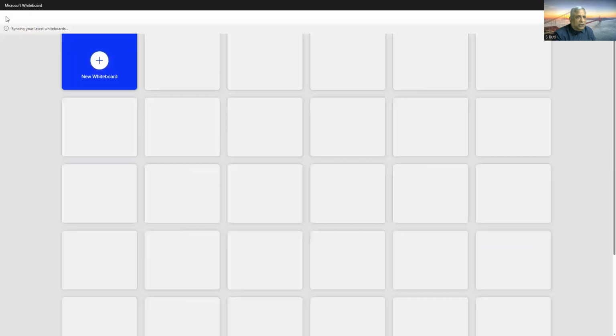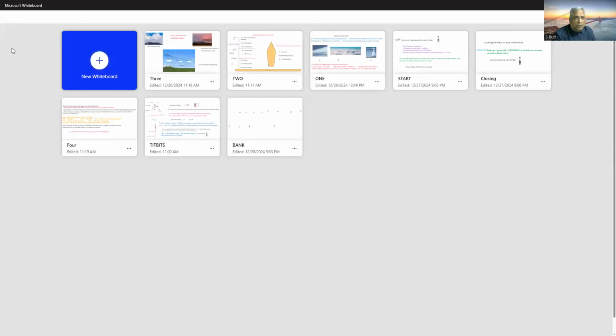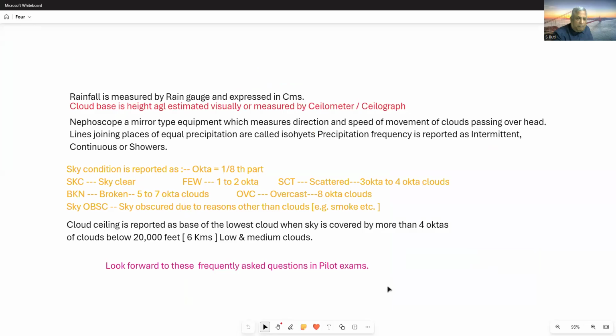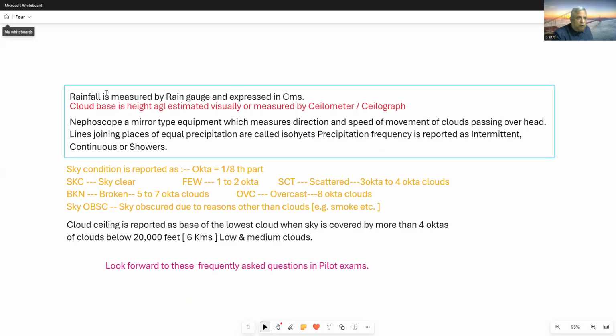Now there is a little more to learn about the clouds, and that too from your examination point of view, and that is a few important points for your pilot exams. The rainfall is measured by a calibrated glass container called a rain gauge and expressed in centimeters. Cloud base is the height above ground level and estimated visually by trained observers or measured by a ceilometer or a ceilograph, where the graph is also maintained.